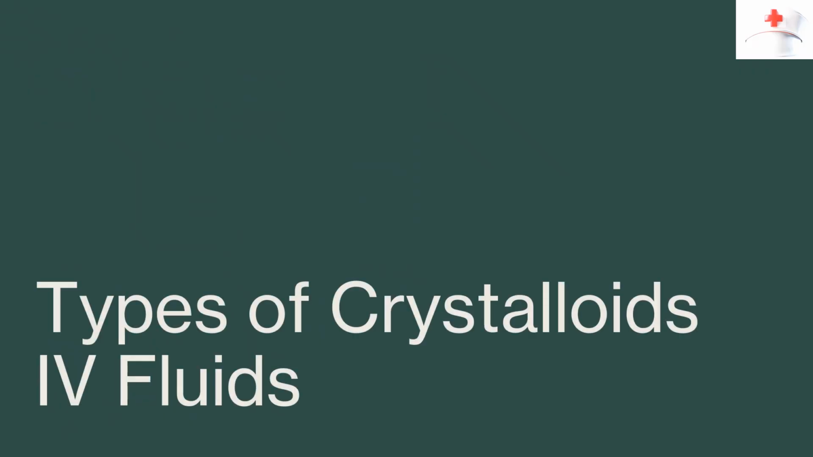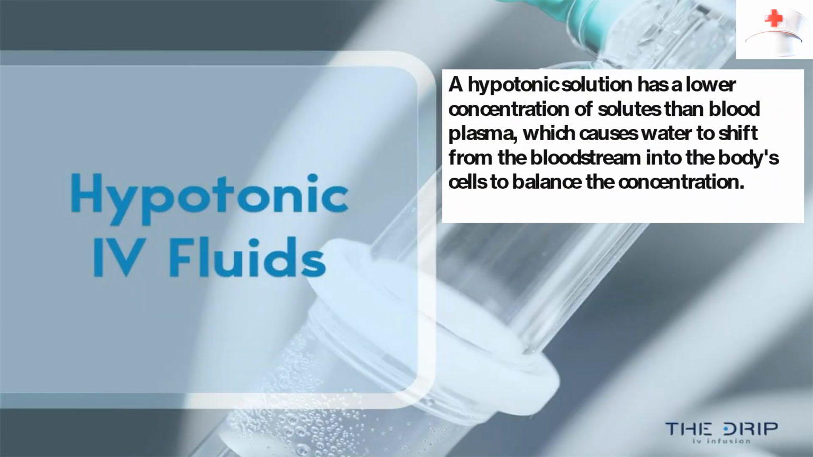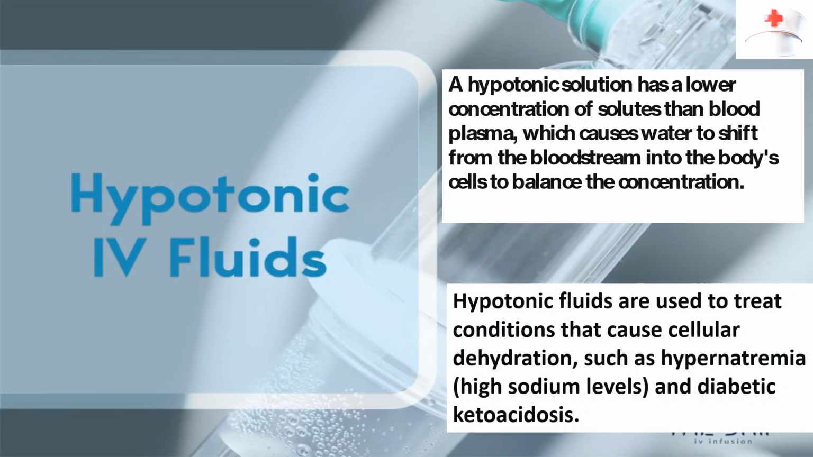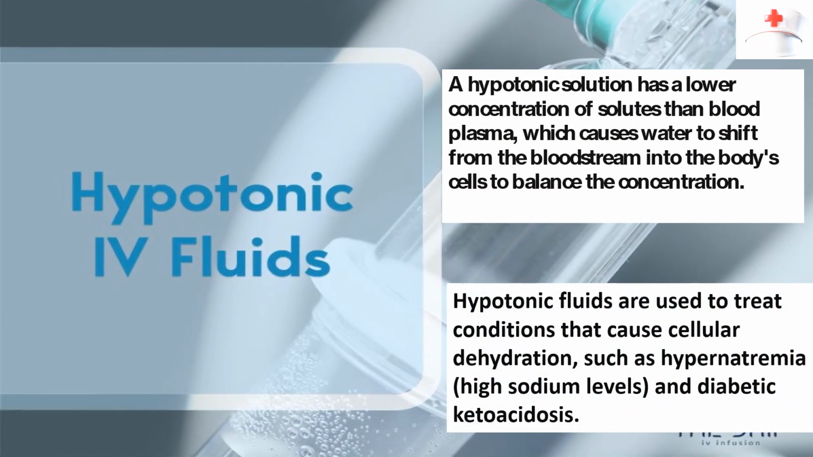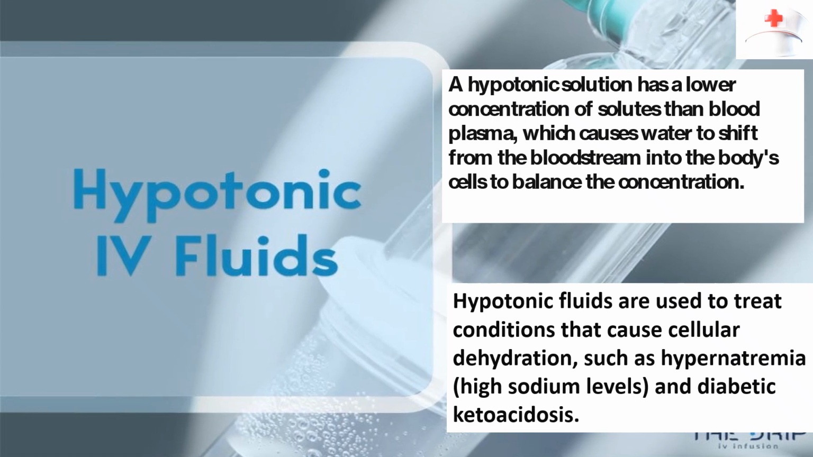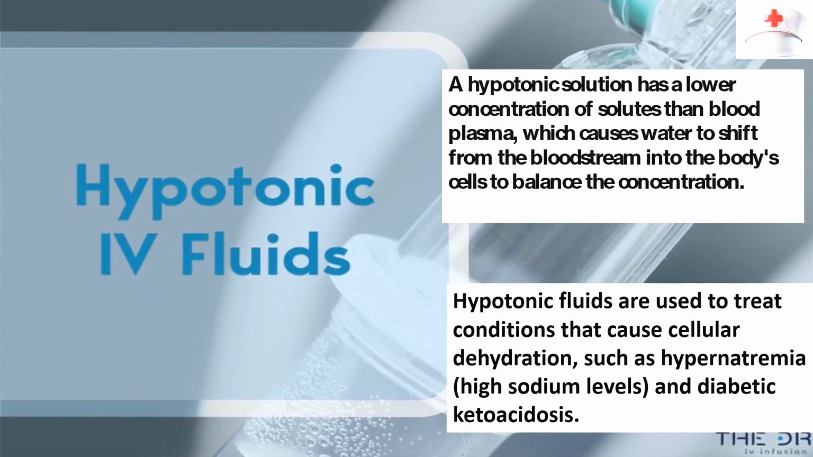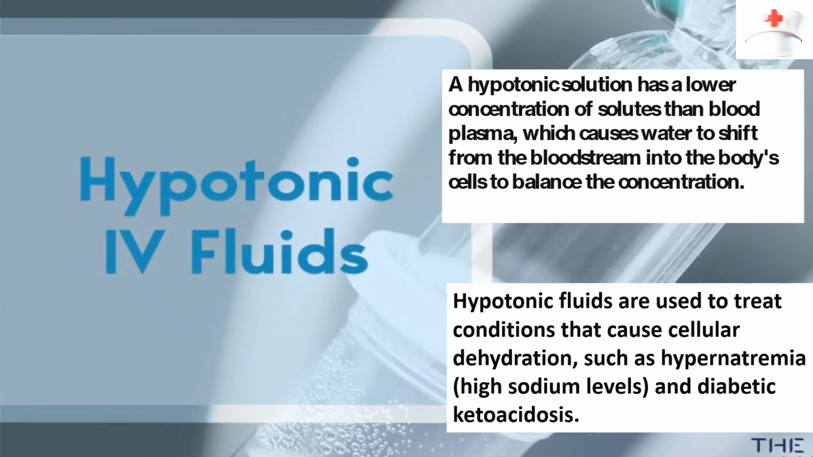Based on their tonicity, crystalloid IV fluids are categorized into isotonic, hypotonic, and hypertonic solutions. Each type has a specific effect on the body's fluid balance and is used to treat different medical conditions. First we have a hypotonic solution, which has a lower concentration of solutes than blood plasma, which causes water to shift from the bloodstream into the body's cells to balance the concentration.